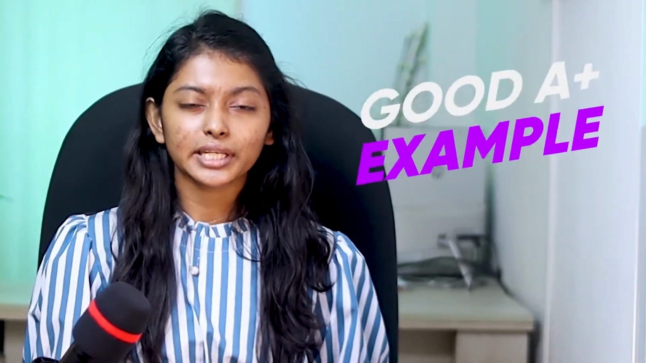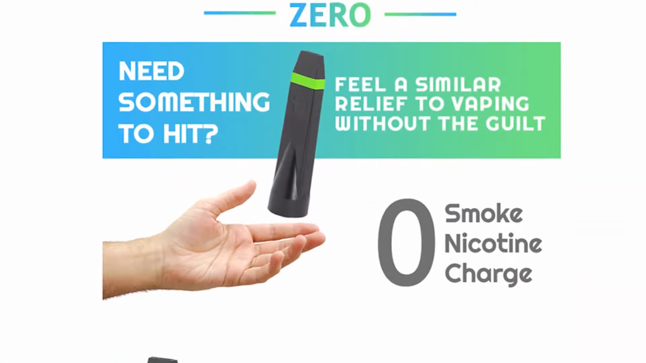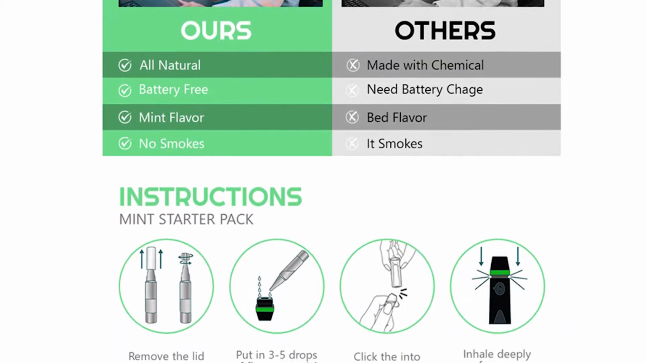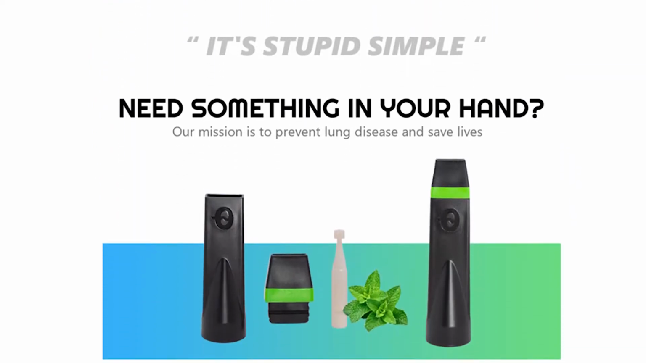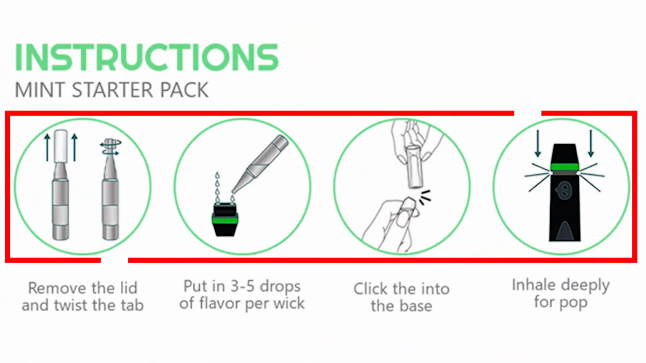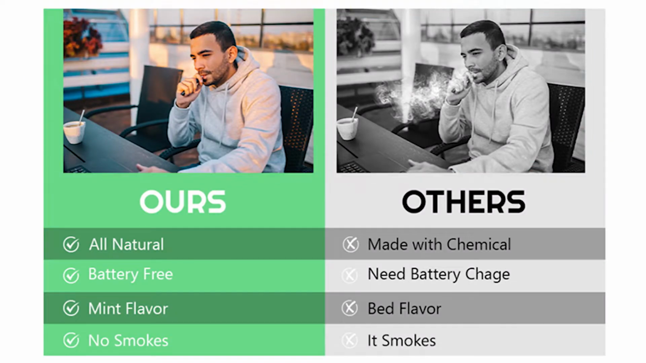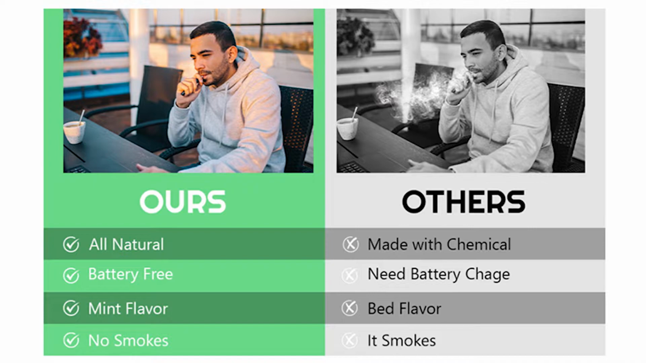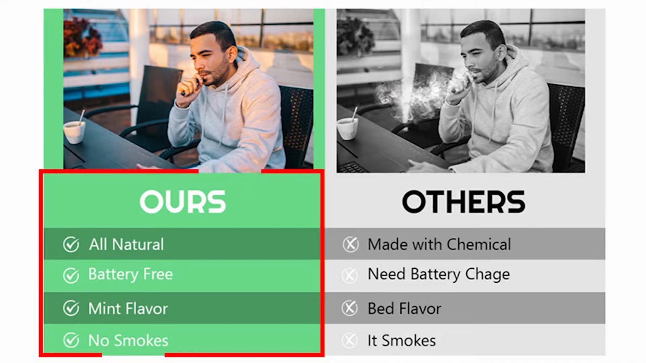Let me show you a good example. If you see this particular A plus banner, you will find everything clearly, with clear knowledge. There is no gathering, no options to get confused. We use icons and images to make information clear, and also show the difference between ours and others' products, and we show what is special about our product and what we are offering.